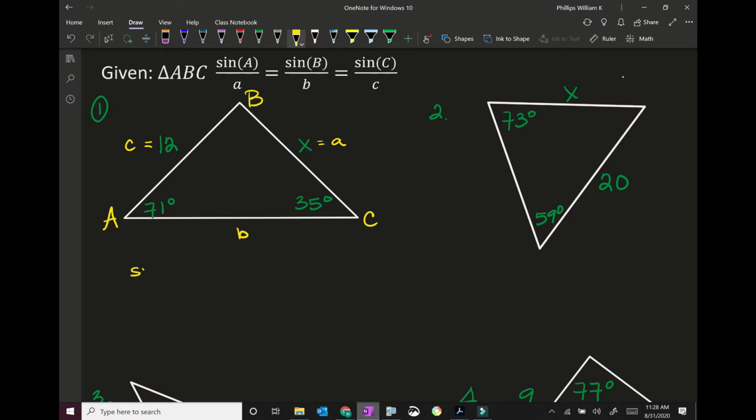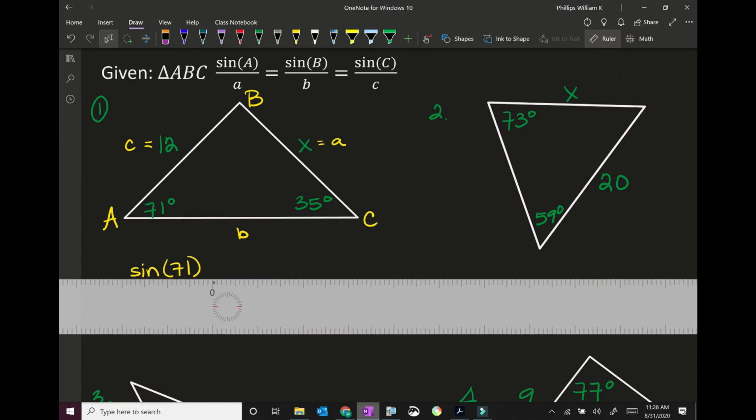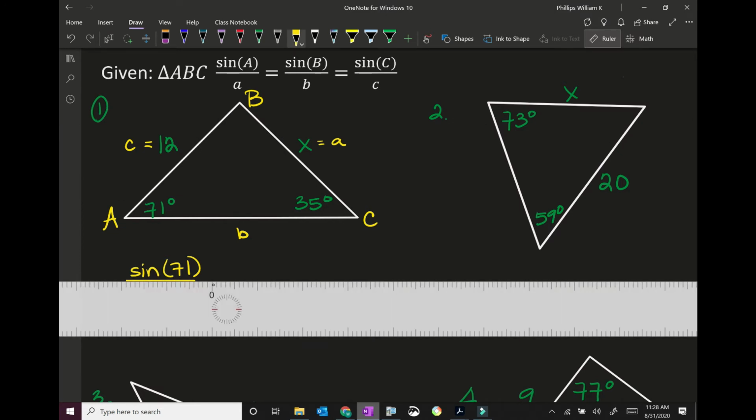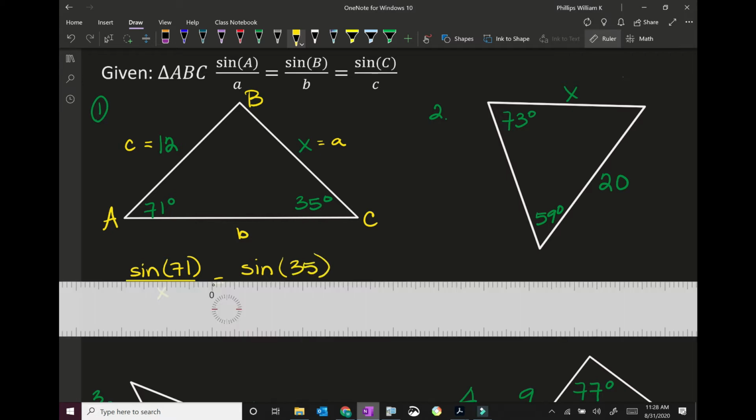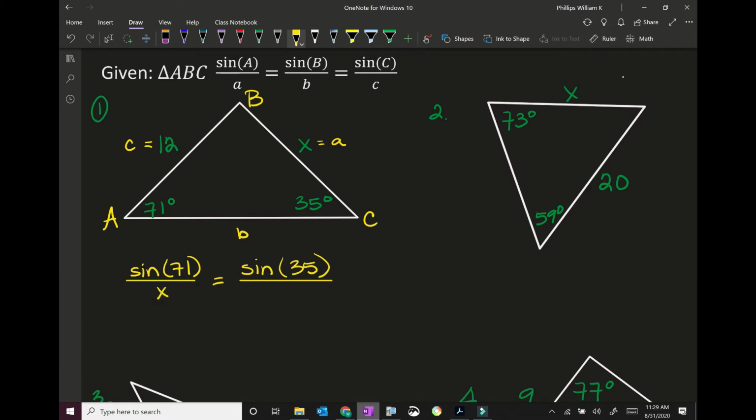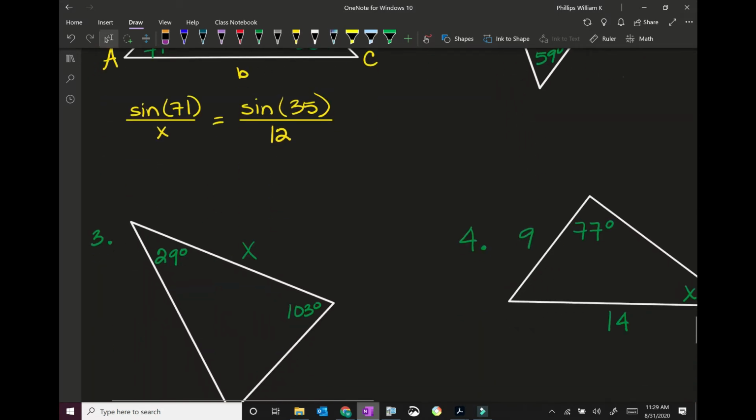It says sine of angle A, which would be 71 degrees, divided by leg A, which in this case is x, that should equal sine of angle C, which here is 35, divided by leg C, which they gave us to be 12. Now here all we have is a proportion. So what we'll do is cross multiply and solve.